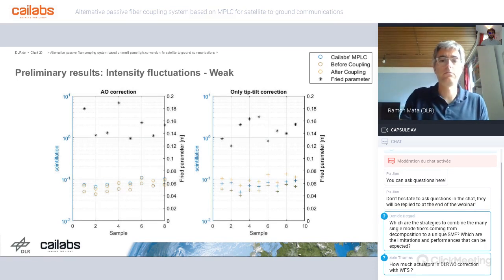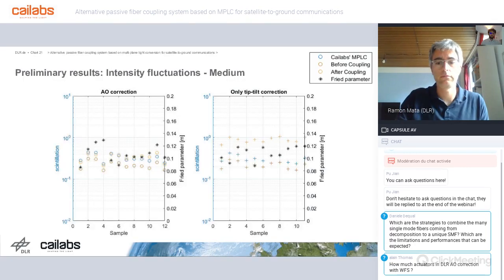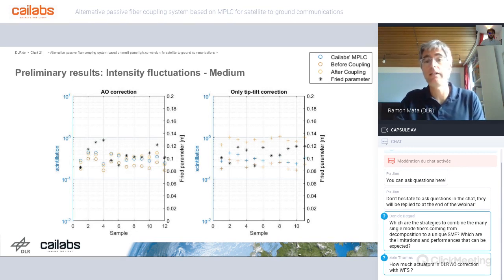So if we increase the turbulence and go to the medium, you see it here. You see the free parameter, these black stars, decreases. Then you see here that the separation between the blue and the yellow on the only tip tilt correction, on the right part, increased. So it means we have more turbulence effects, we have more phase distortions, and that means the single mode fiber coupling is less performant. So here we have a larger distance because we are only correcting the tip tilt.